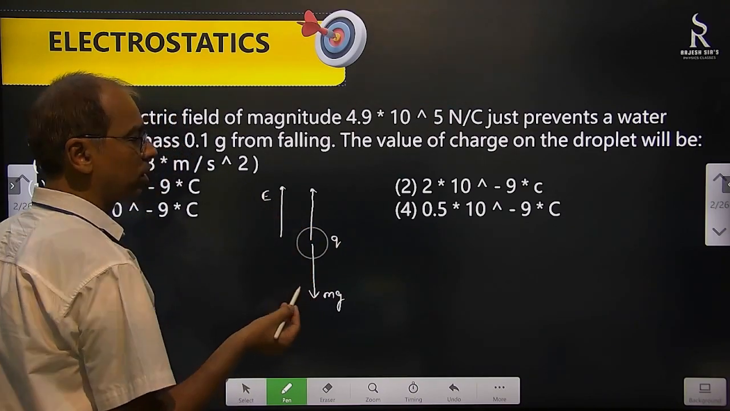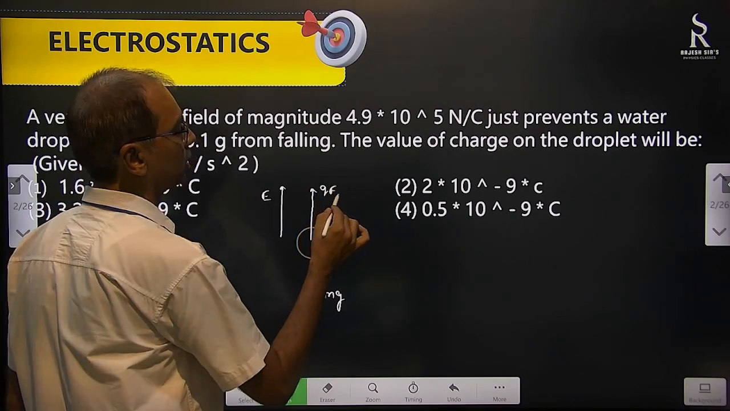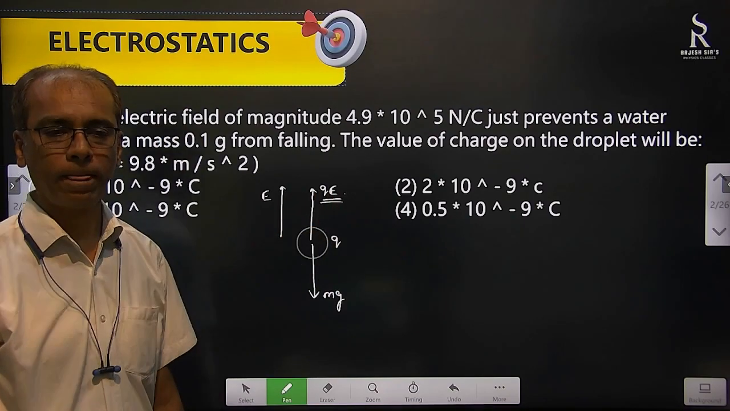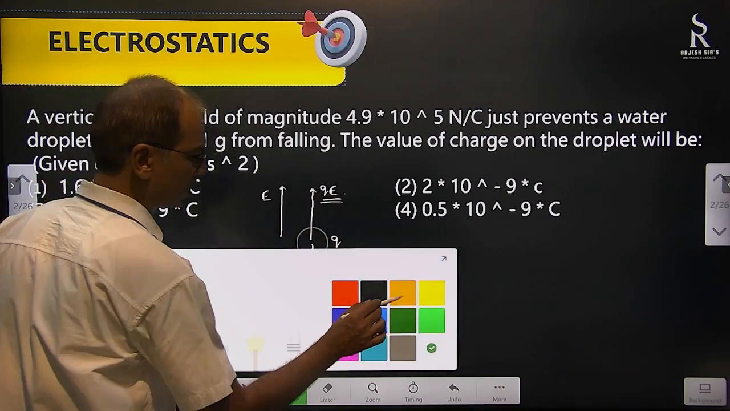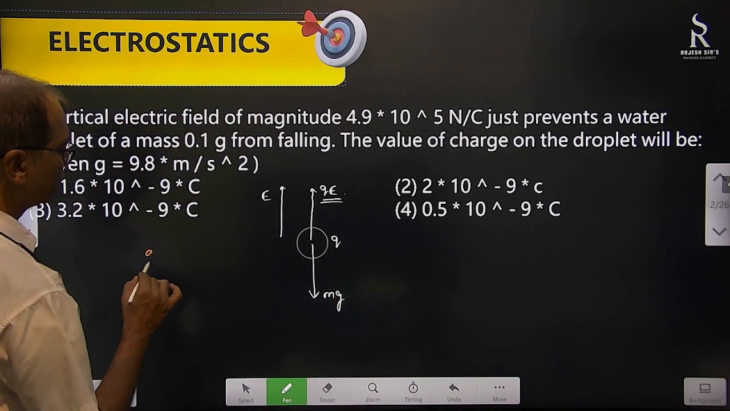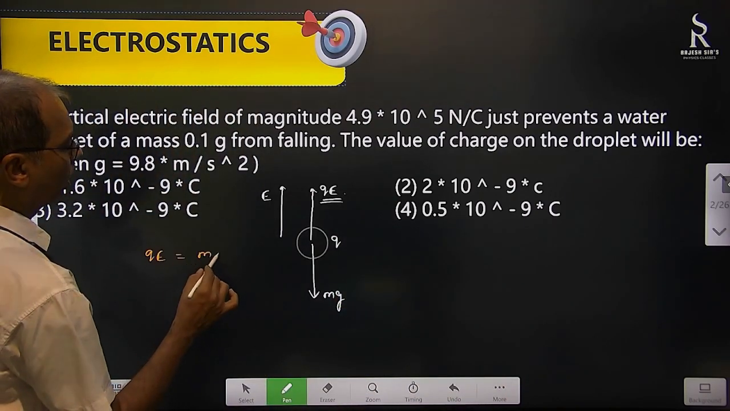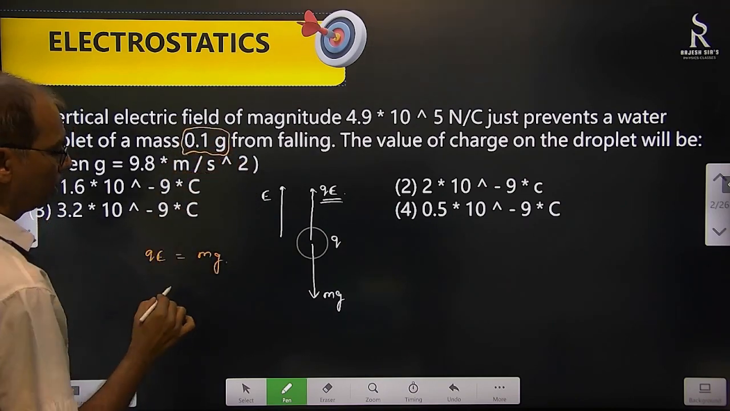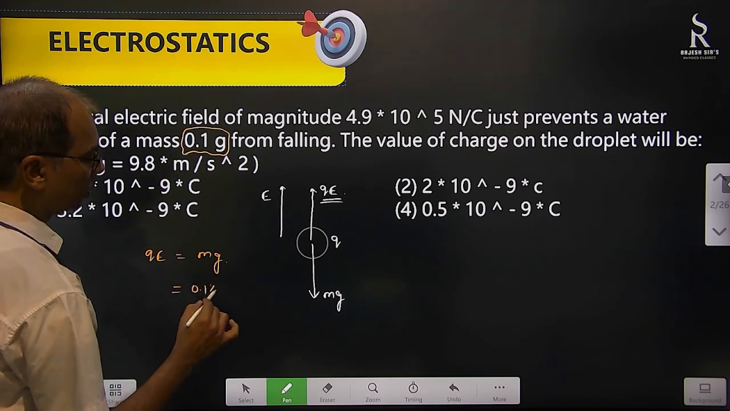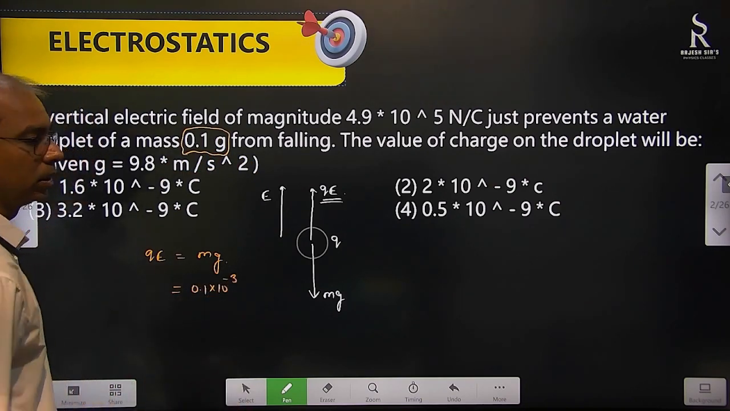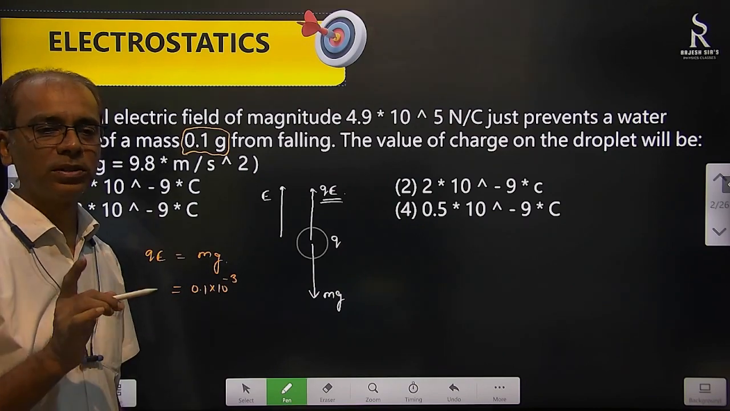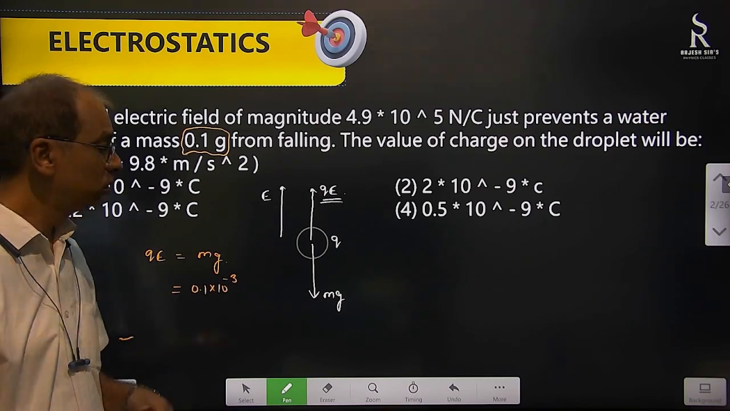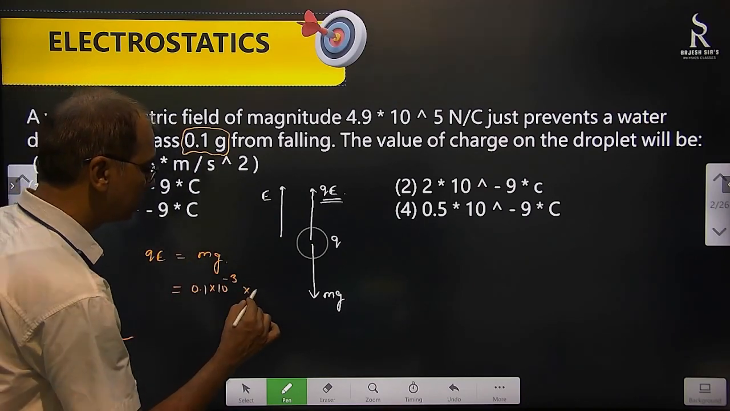So what is the force? Force is qE. Now what can we say? qE equal to mg. That's true. That's all, the concept is that only. qE equal to mg. How much is the mass then? Mass is 0.1 gram, so 0.1 into 10 to the power minus 3 kg, since 1 gram equals 10 to the power minus 3 kg. So 0.1 into 10 to the power minus 3 kg into g. How much is g? We take g as 10.